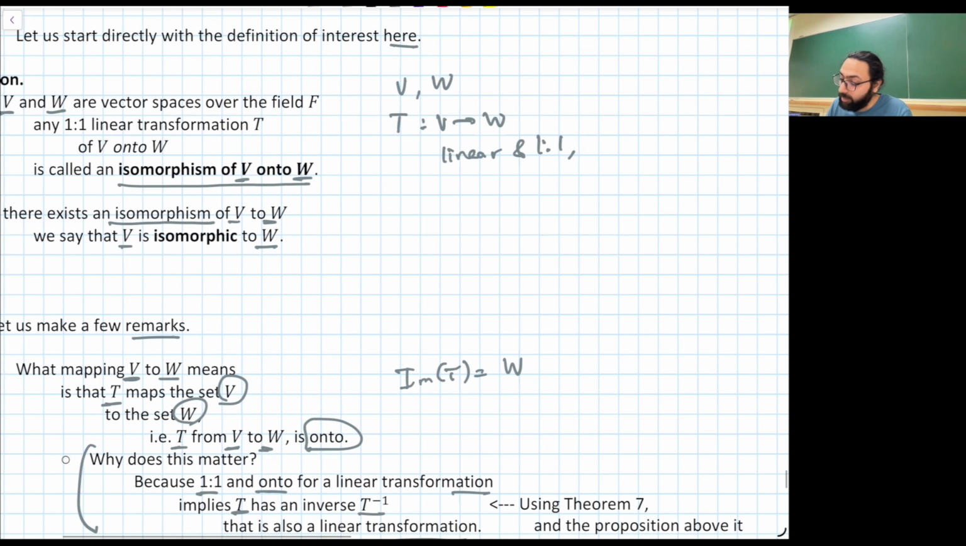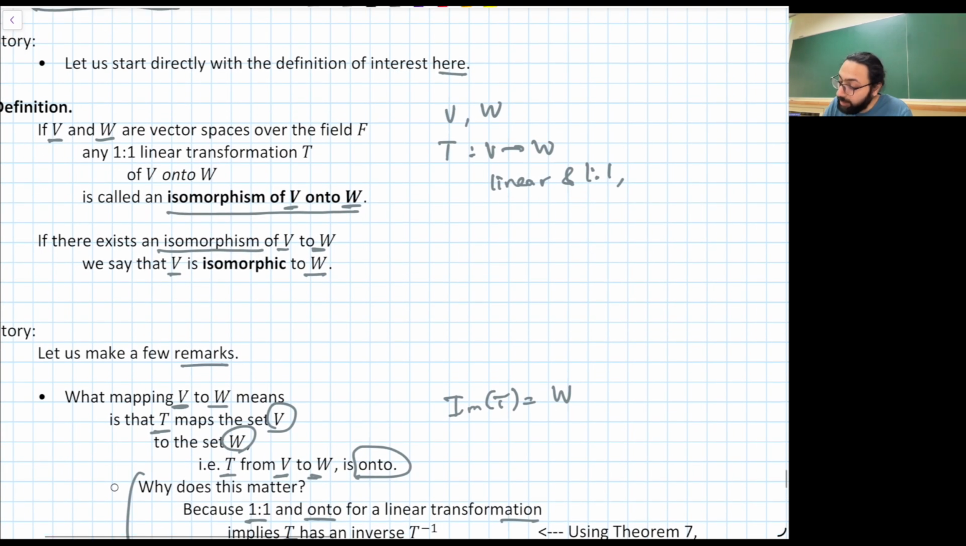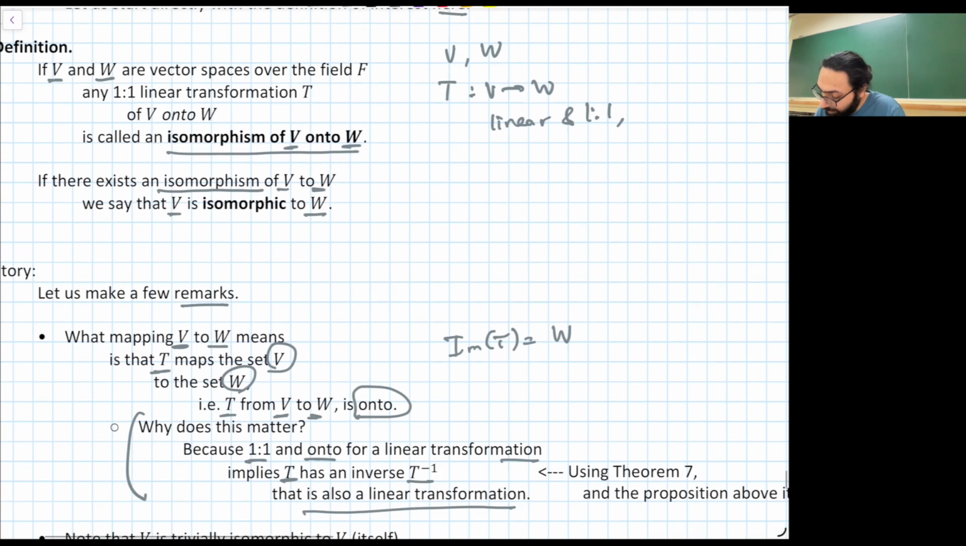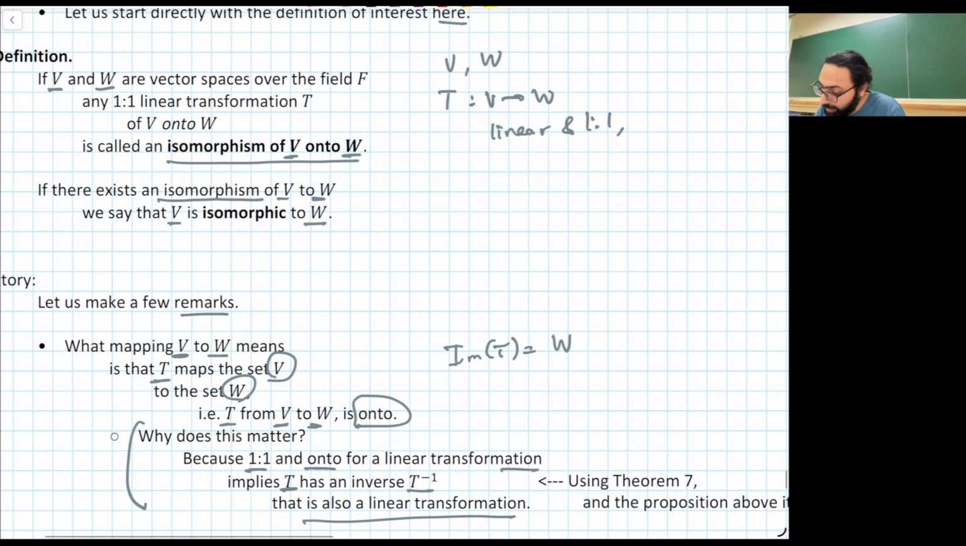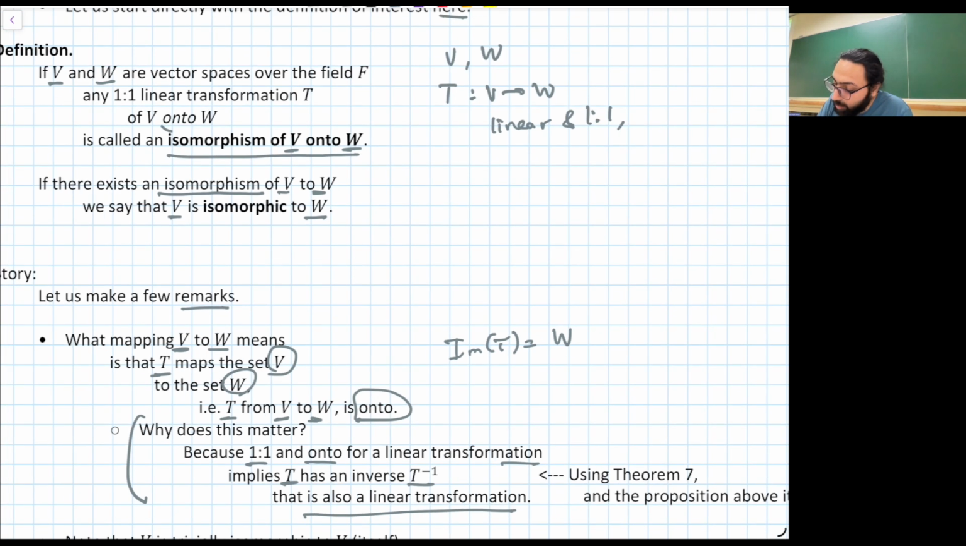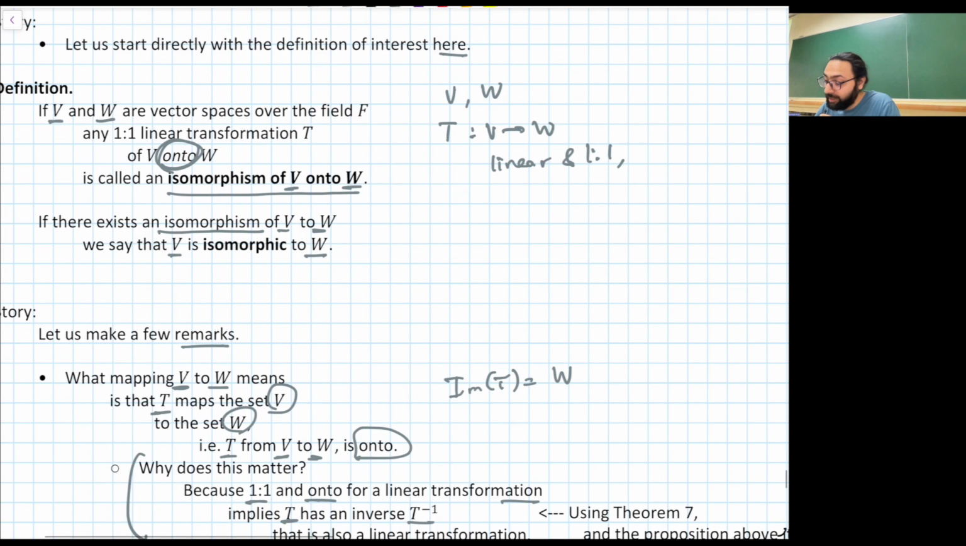So you sort of have to be clear. It was linear, one-to-one. And what they mean by, okay, this onto word is the important word, which I sort of missed the first time I read it. So it's linear, one-to-one and onto.